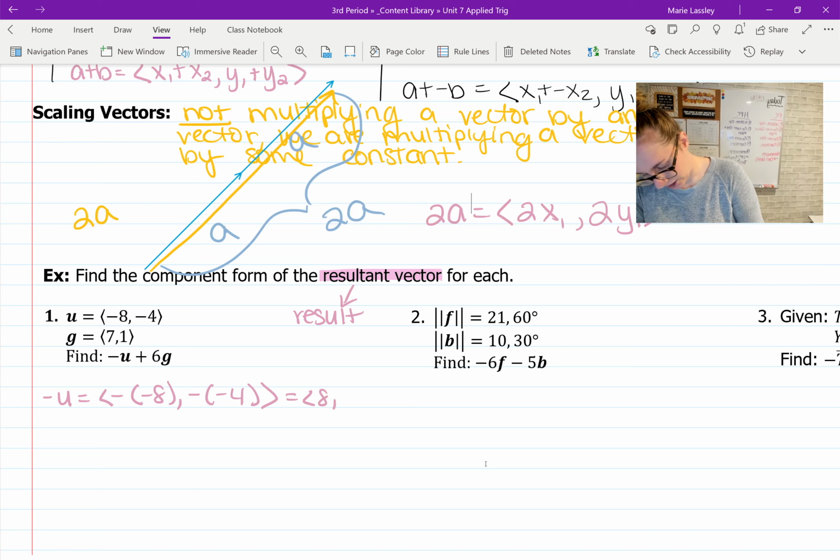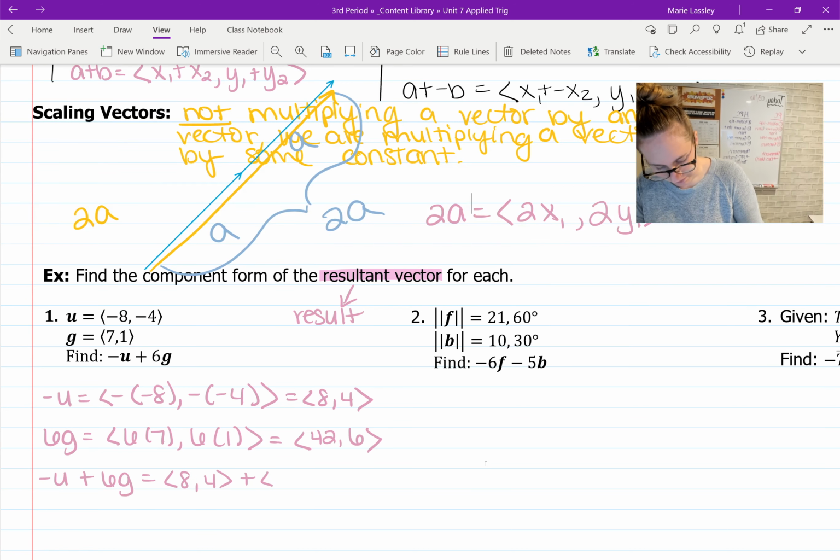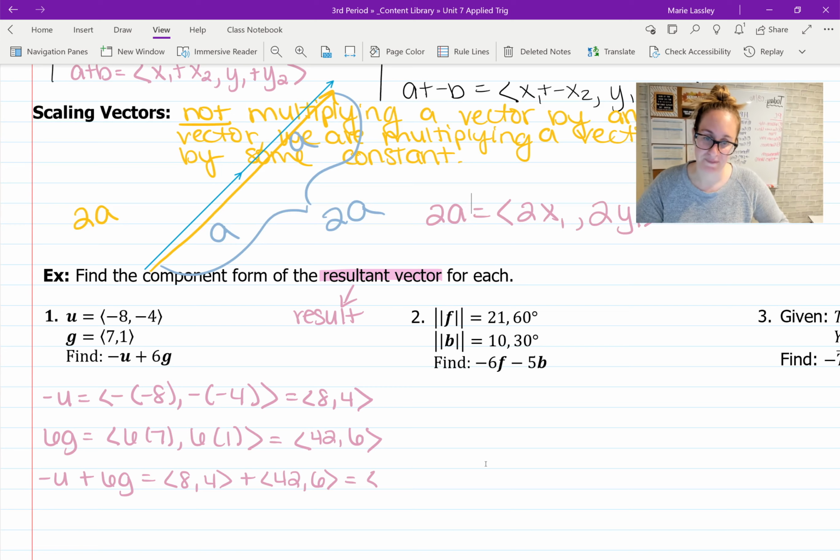6g is 6 times 7, 6 times 1. Oh my, 42. I was like, what is 6 times 7? And what we want is negative u plus 6g. So we want 8, 4 plus 42, 6. This is going to give us 50 and 10. So that is our resultant vector, 50, 10. And that's it.